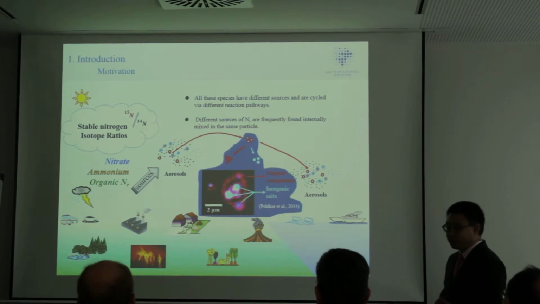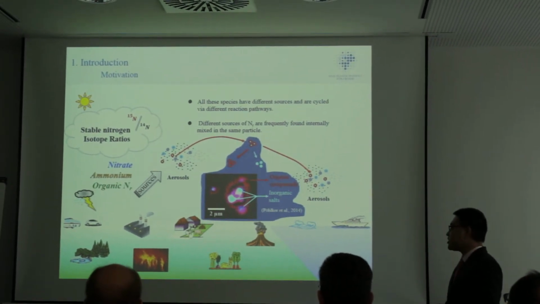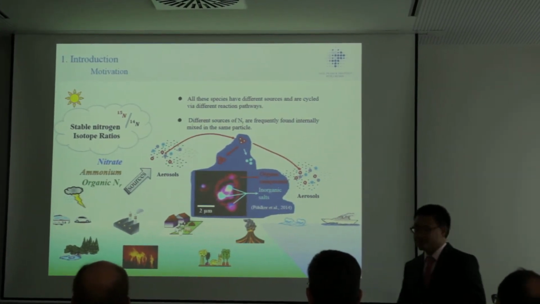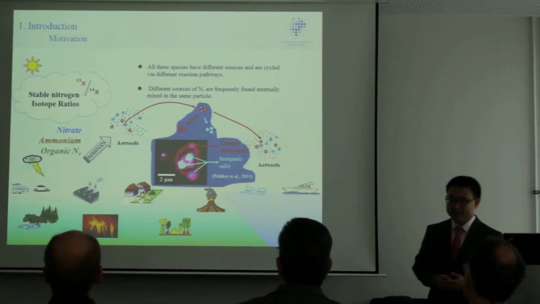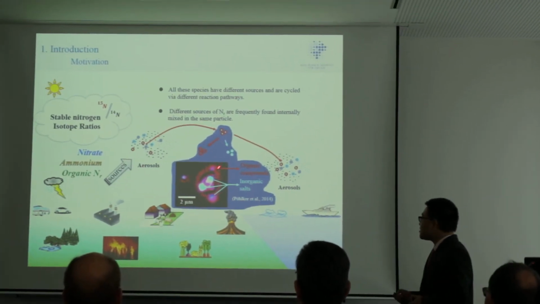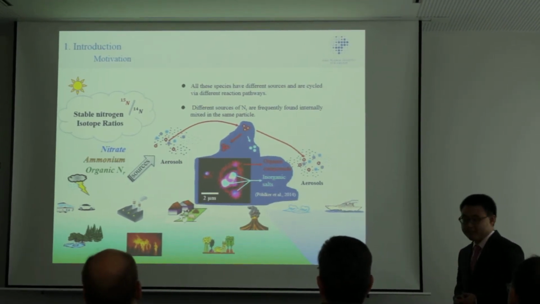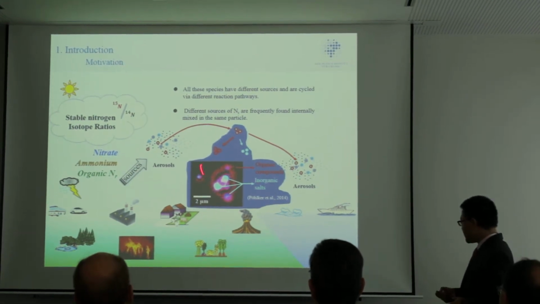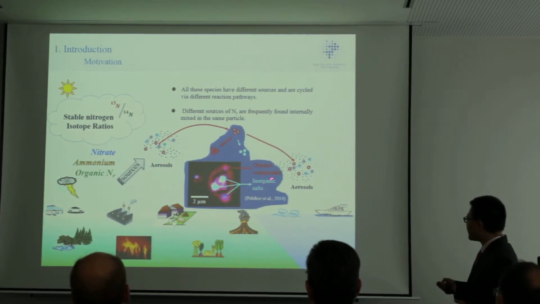In the environment, reactive nitrogen includes contributions from nitrate, ammonium, and organic reactive nitrogen. All these species have different sources and are cycled via different reaction pathways. Different sources of reactive nitrogen are frequently found internally mixed in the same particle. This image shows previous work. From this image, we can see inorganic salts are coated by organic compounds.